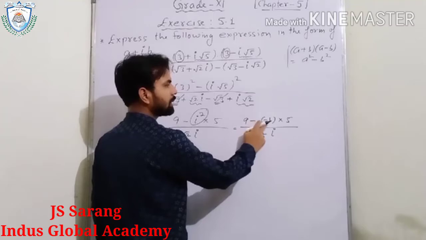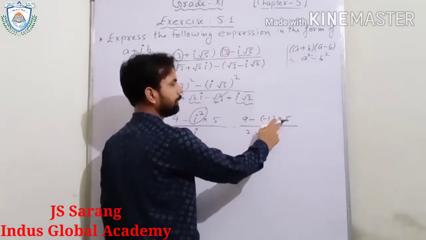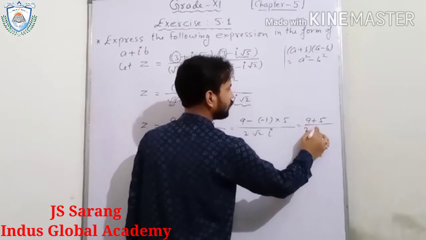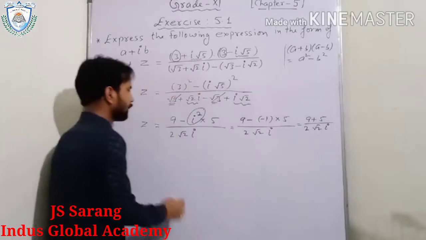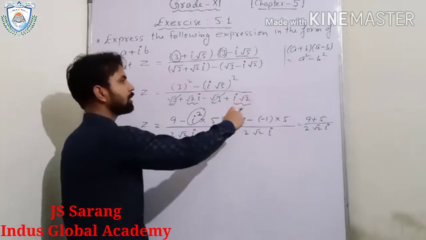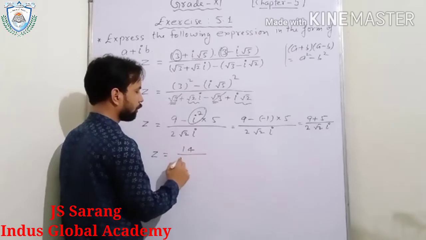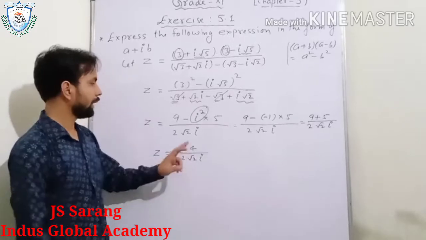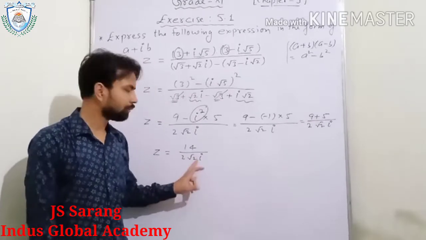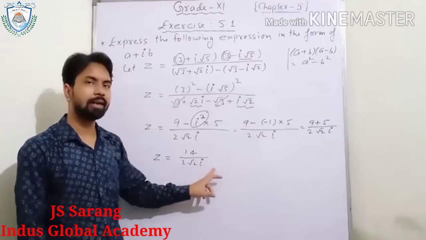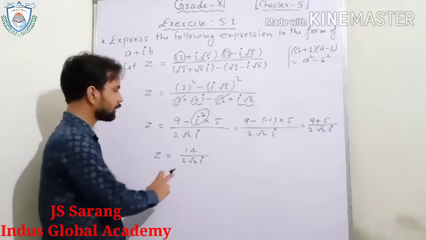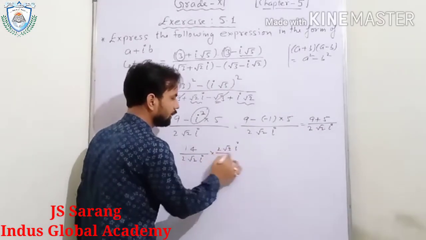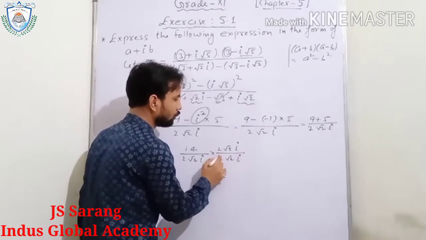Now see, minus into minus, plus 1 into 5 is 5. So 9 plus 5 upon 2 under root 2i. Now see, z equals 9 plus 5, that is 14, upon 2 under root 2i. Clear? I told you, in the denominator there should not be i. If i is there, we have to multiply and divide by the denominator. Understood? So what is the denominator? 2 under root 2i. So we will multiply by 2 root 2i and divide it by 2 root 2i as well.